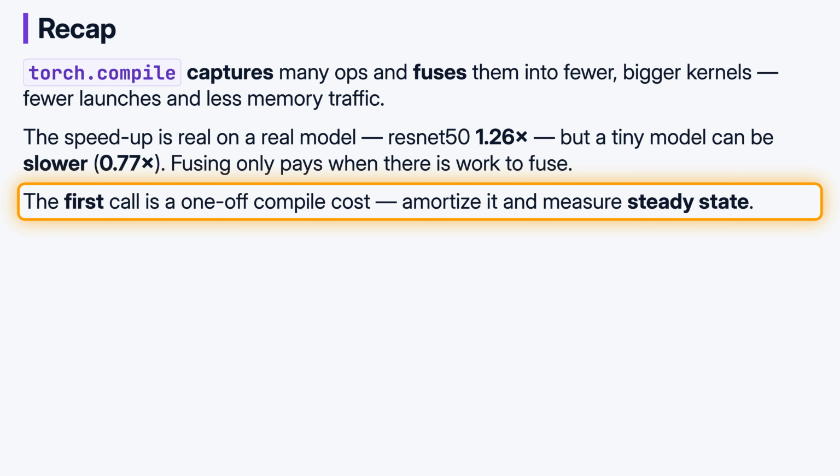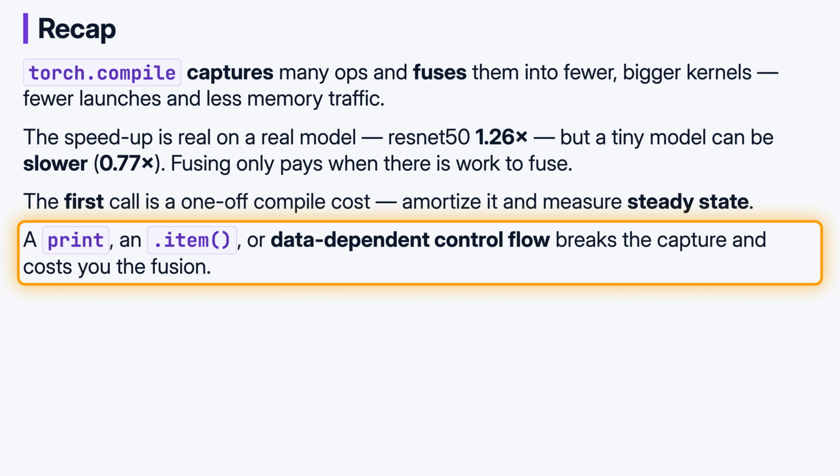The first call is a one-off compile cost. Amortize it and measure steady state. And a print, an item call, or data-dependent control flow breaks the capture. That costs you the fusion.